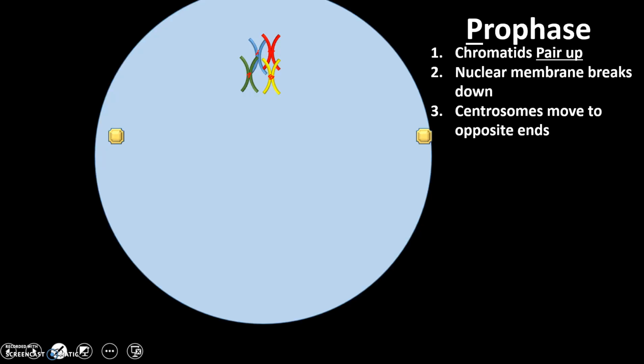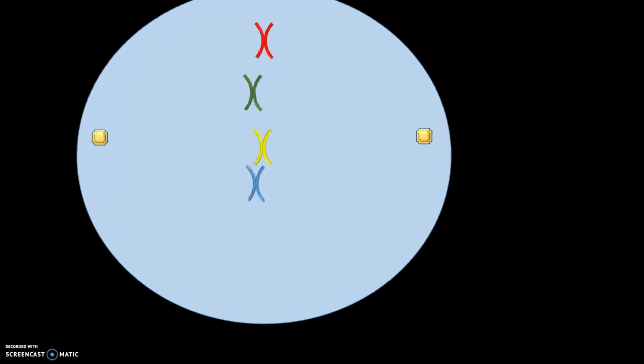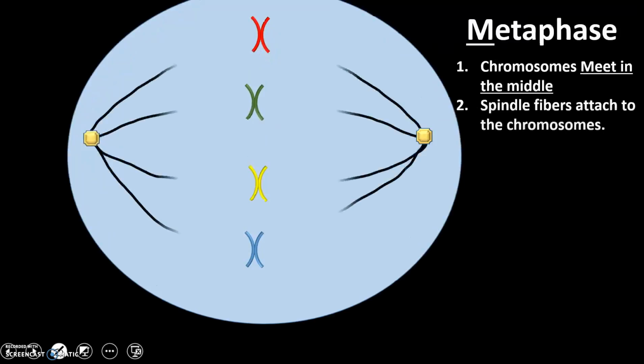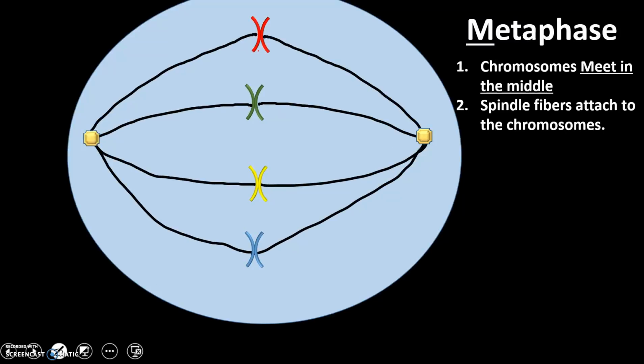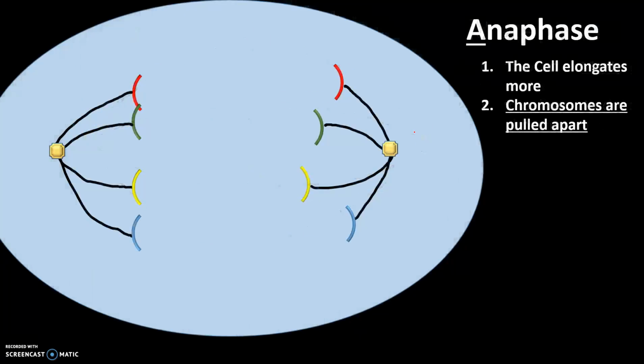Okay. Following prophase, we go to metaphase, and metaphase stands for meet in the middle. Once all the chromosomes are lined up in the middle, you have these spindle fibers, which are made of proteins, that are going to come out and attach to each sister chromatid. After metaphase, we go to anaphase. Those spindle fibers start to pull the sister chromatids apart, and also the cell starts to elongate. It starts to look more like a football shape.